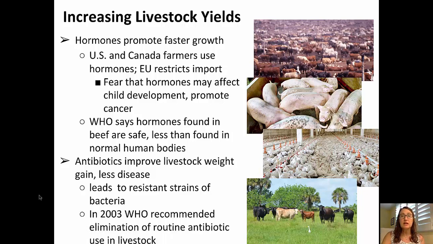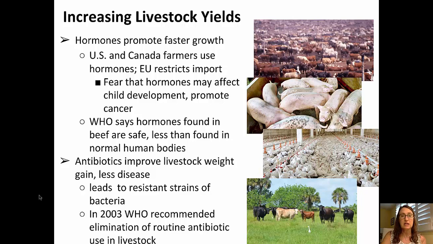Likewise, in increasing livestock yields, 2 major advances have come in terms of hormones and antibiotics. We'll talk about hormones first. Hormones are used to promote faster growth of the animal, so bring that animal to market more quickly. U.S. and Canadian farmers use hormones. The EU restricts import of the meat that is grown with hormone use. They fear that hormones may affect child development and may promote cancer.